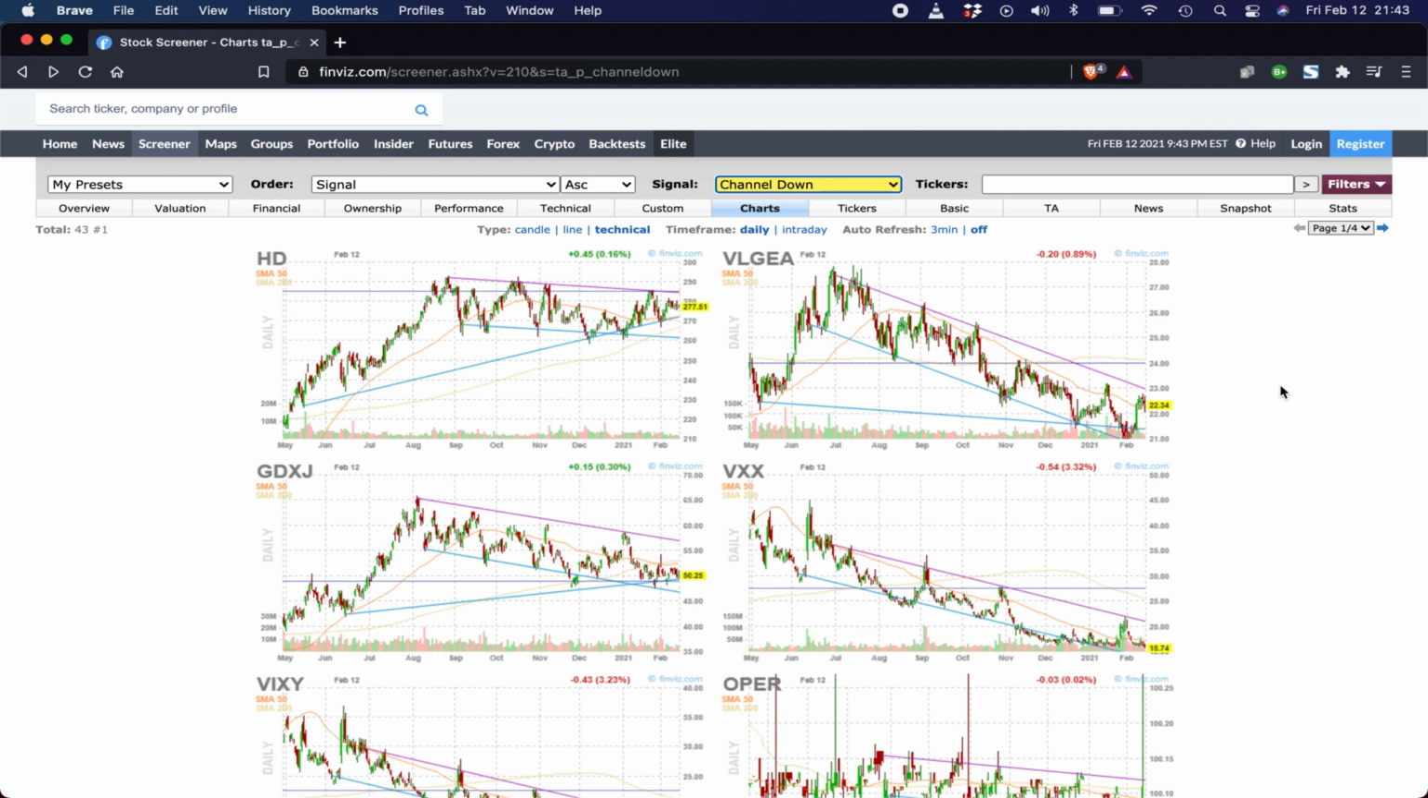Again, this is just the free version. If you want, you can do a paid version and do far more complicated screeners, but for our purpose, just to trade the support resistance concept, this is more than enough, and I've showed you enough examples.